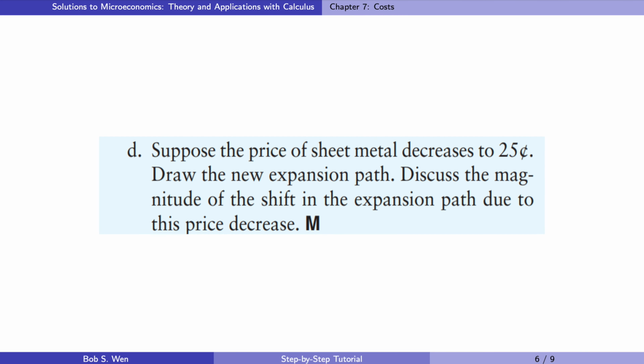In Part D, suppose the price of metal decreases to 25 cents. Draw the new expansion path. Discuss the magnitude of the shift in the expansion path due to this price decrease.